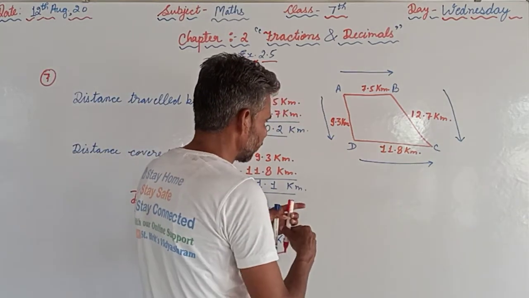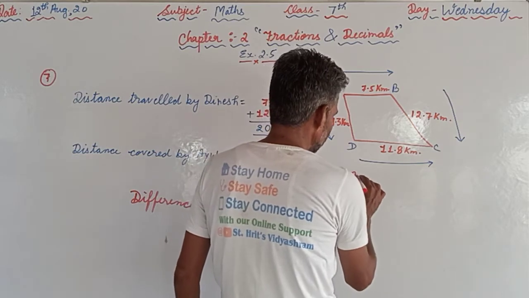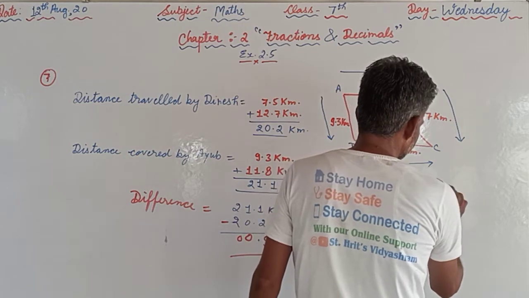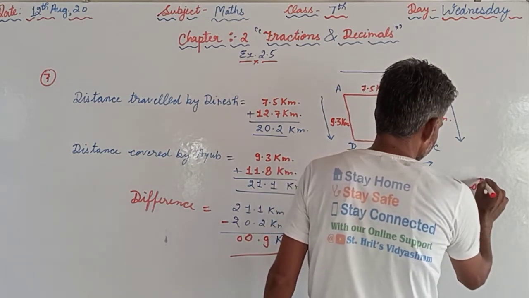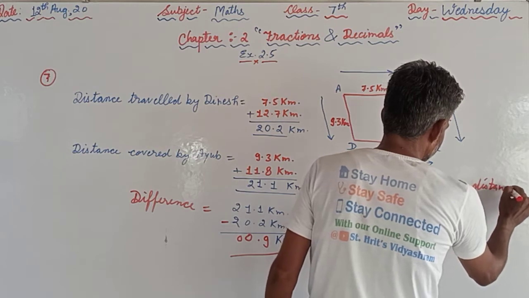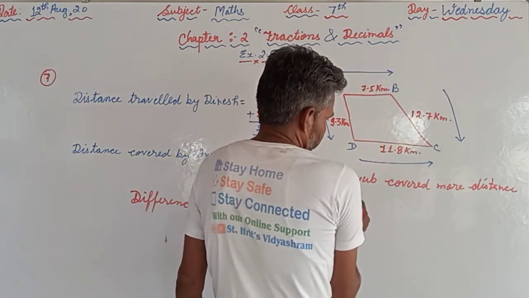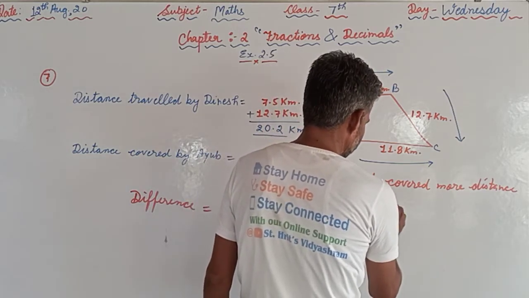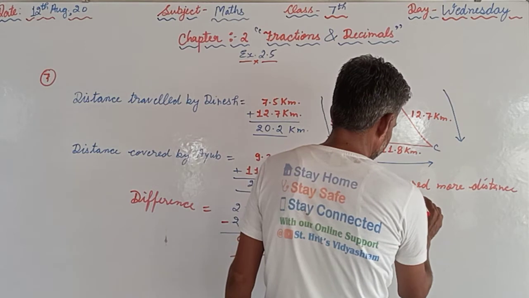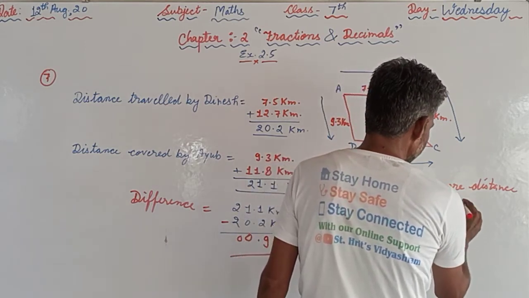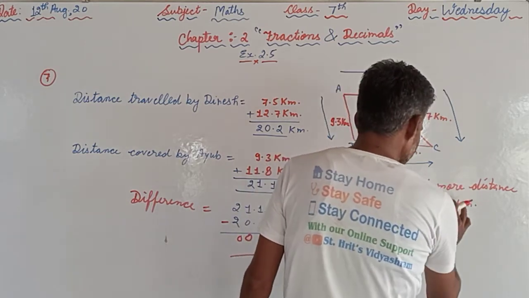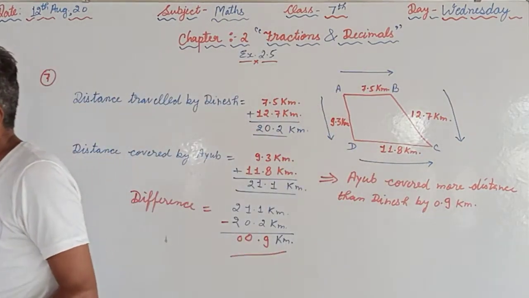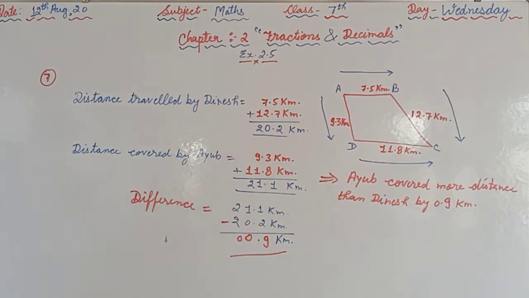The answer will be in words, so we can write: Ayub covered more distance than Dinesh by 0.9 kilometer. This is the answer of question number 7.